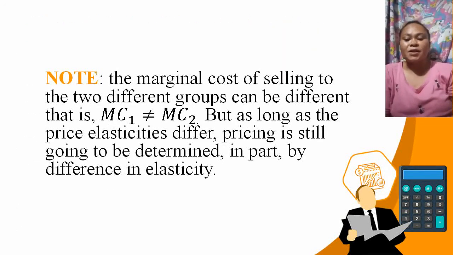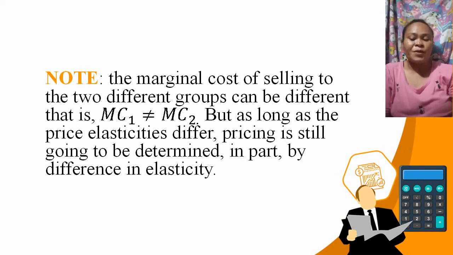Note that the marginal cost of selling to the two different groups can be different. That is, marginal cost 1 not equal to marginal cost 2. But as long as the price elasticities differ, pricing is still going to be determined in part by differences in elasticity. For example, senior citizens often have more price elastic demand for a variety of reasons, including lower incomes and a lower opportunity cost of time.